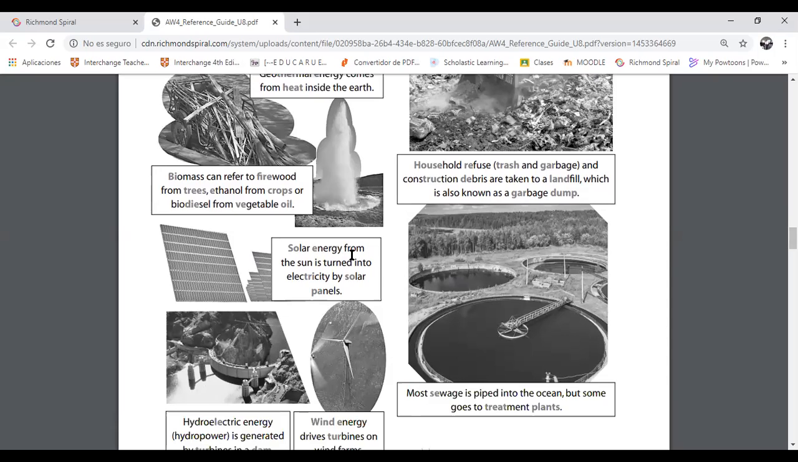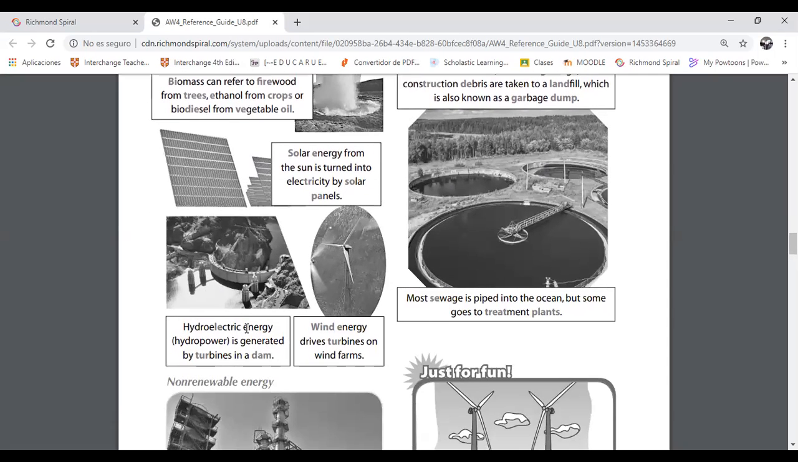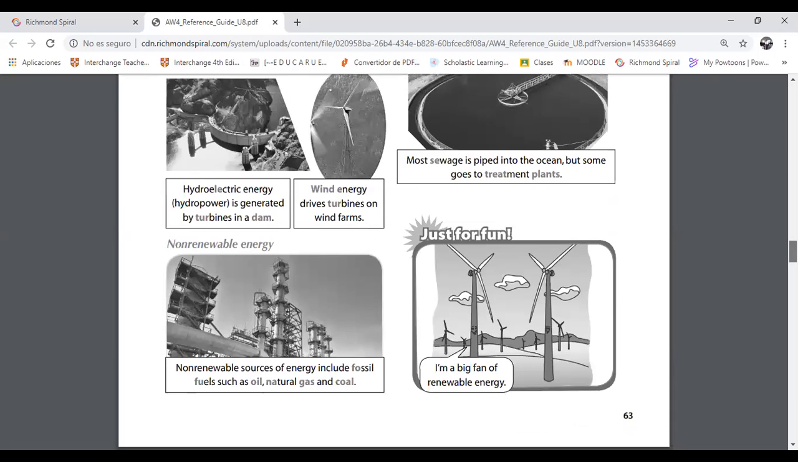Solar energy from the sun is turned into electricity by solar panels. See, solar panels right here. Now, hydroelectric energy, hydropower, is generated by turbines in a dam. Wind energy drives turbines on wind farms. Most sewage is piped into the ocean, but some goes to treatment plants. Okay, the last one right here.